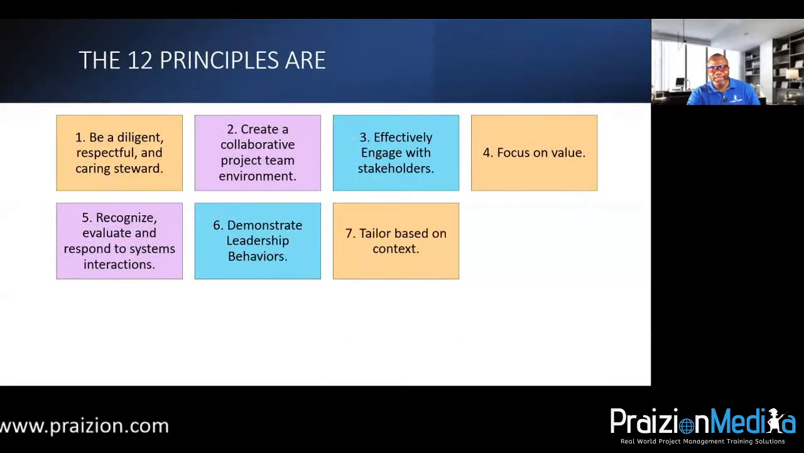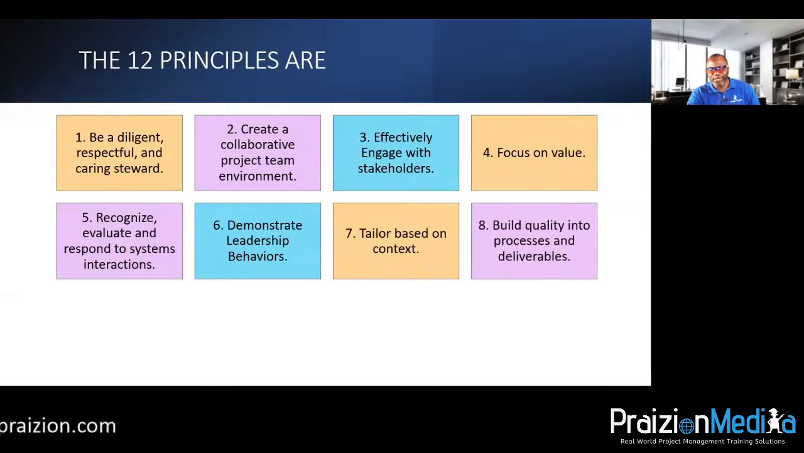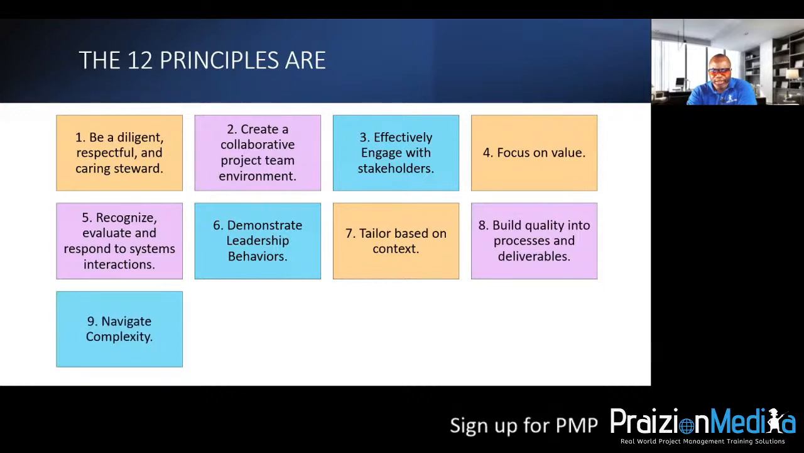Number 7, tailor based on context. Makes absolute sense, right? You can't use the whole assortment of processes. You got to tailor. Number 8, build quality into processes and deliverables. Quality is important. Fitness for use, conformance to requirements, customer satisfaction. Number 9, navigate complexity. This is a brilliant one, a brilliant addition. And it just helps you remember that a lot of projects have complexity right there in the heart of them.